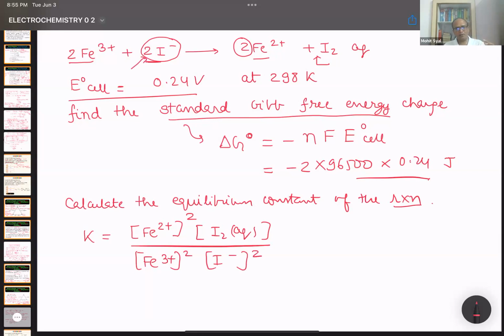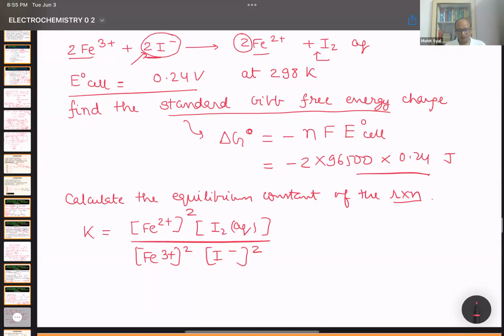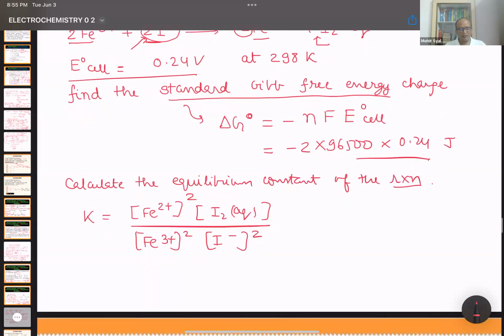So the equilibrium constant is the ratio of concentration of products to that of the reactants. That is K. So if the concentrations are given at equilibrium, you can find the value of K directly. Sometimes they do that also. If it is not given, and you are asked to calculate K with the help of the standard EMF of the cell, you are going to write the relationship.